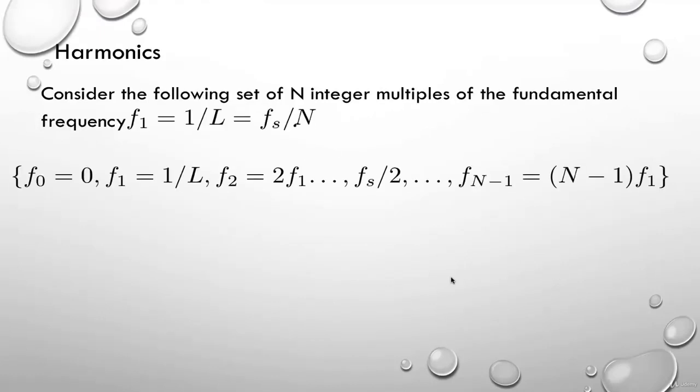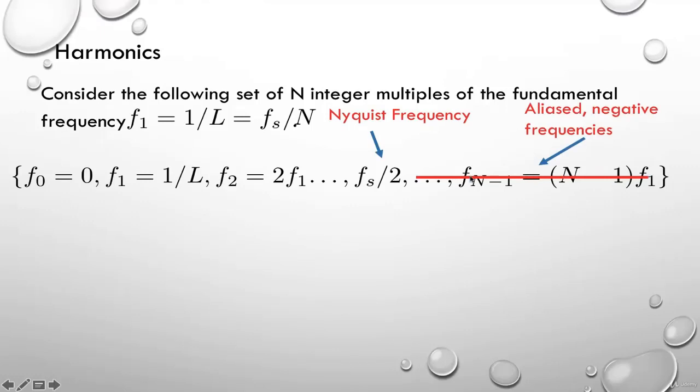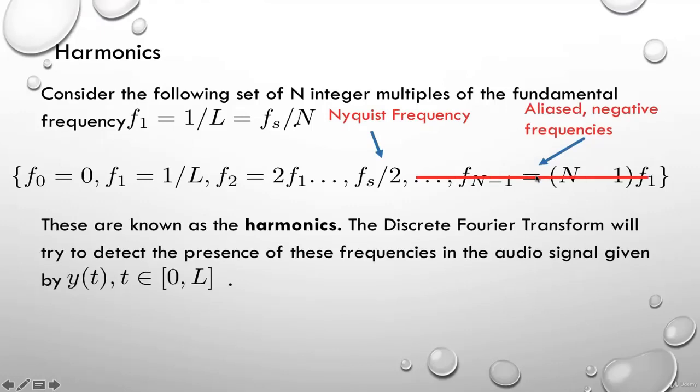So basically, here are the harmonics. 0 hertz. This is the fundamental frequency. This is 2 times the fundamental frequency, all the way to the Nyquist limit and beyond. We saw earlier that this is the Nyquist limit, so everything after this is alias. That means we can throw those away. These have now become negative frequencies. The discrete Fourier transform tries to detect the presence of these frequencies, the first half. The second half, we saw, is symmetric, so we don't have to worry about the negative frequencies. We only look at the first half up to the Nyquist frequency.